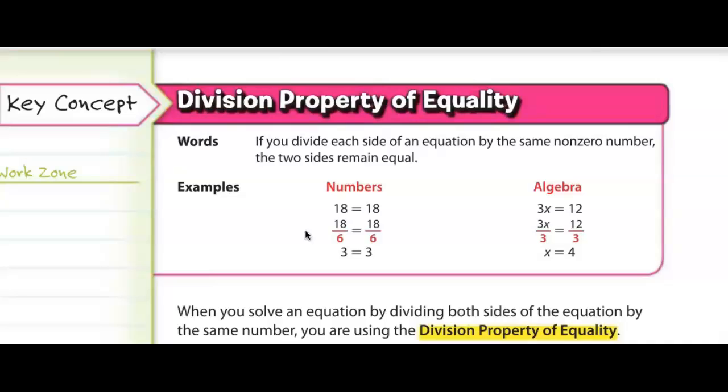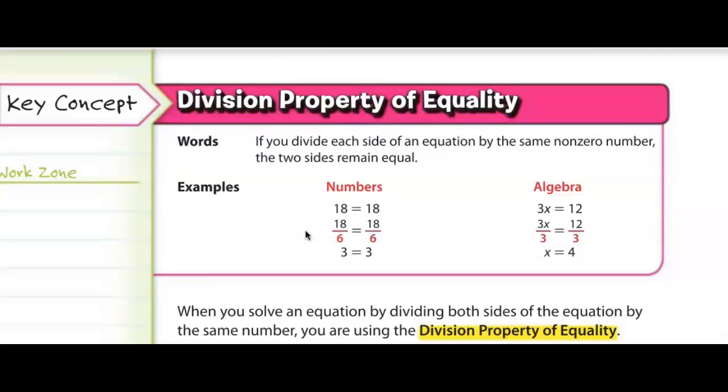All right, so look at the examples. You've got numbers 18 equals 18. And if you divide 18 by 6, on both sides you get 3 equals 3. So the algebra would look like on the right, it has a variable x. So 3 times x is equal to 12. So if you want to get x by itself, you're going to divide the 3x by 3, and that creates 3 over 3, which is equal to 1. And so the 1 doesn't have to be written because x is 1x. So then you end up with 4 because 12 divided by 3 is 4.